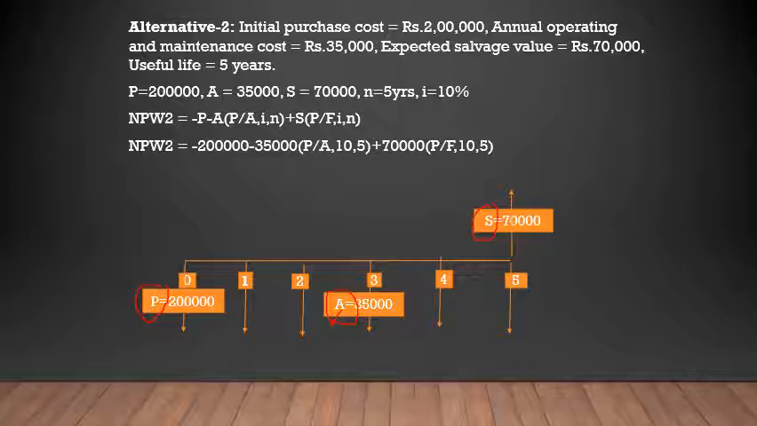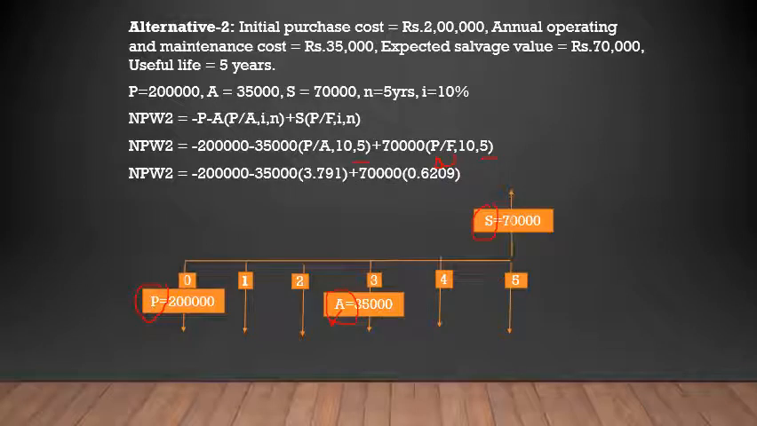Here again you count the number of flows. Whenever A comes into picture, don't hesitate to count the number of flows. 1, 2, 3, 4, 5. 5 flows are there, so N will be 5, plus 70,000. What is the 70,000? That is F. F must be converted into P. This F is situated at a distance of 5 years, so 1, 2, 3, 4, 5. Substitute N as 5. This will convert A into P at T is equal to 0, and F, 70,000, to P at T is equal to 0.